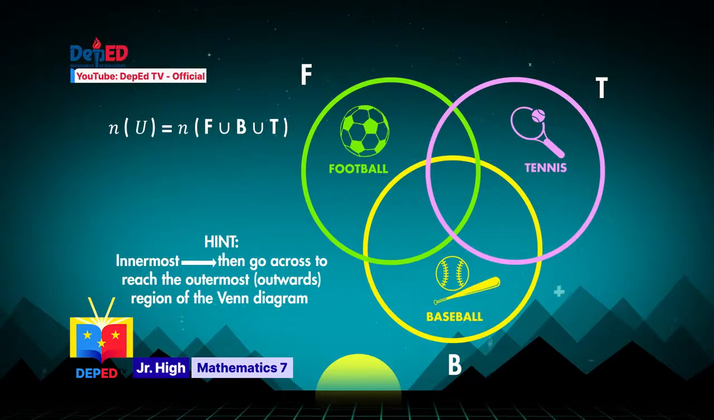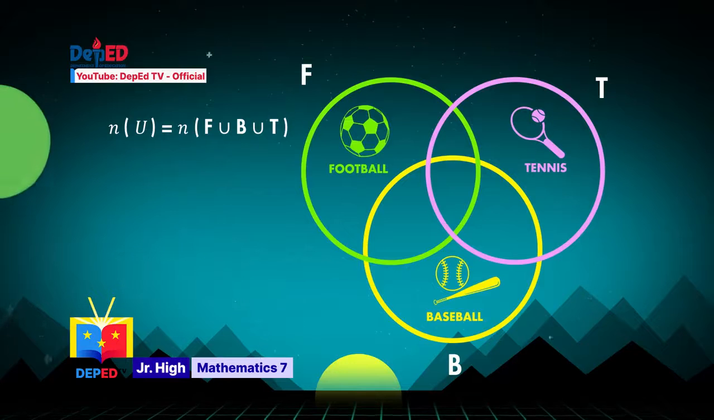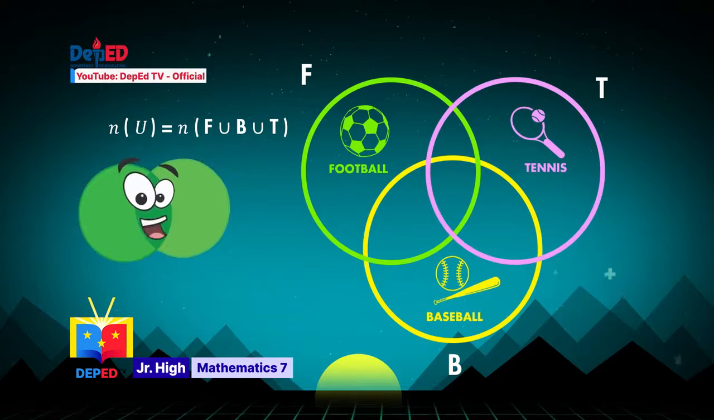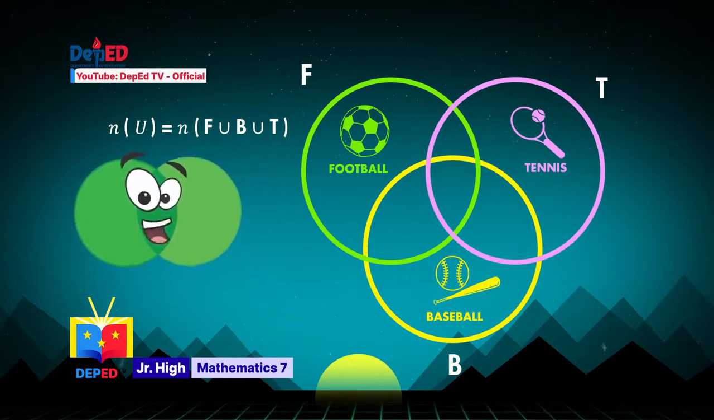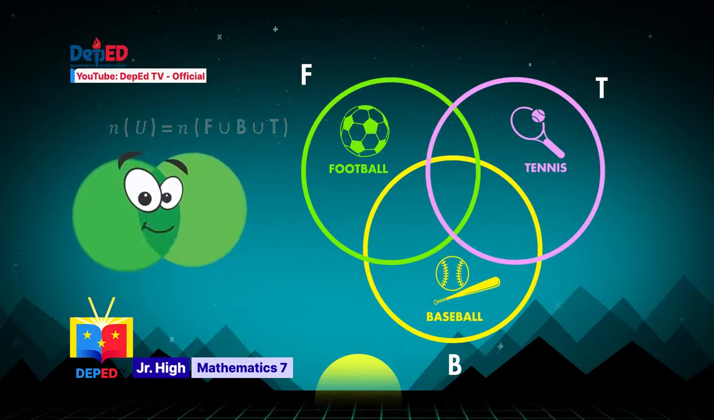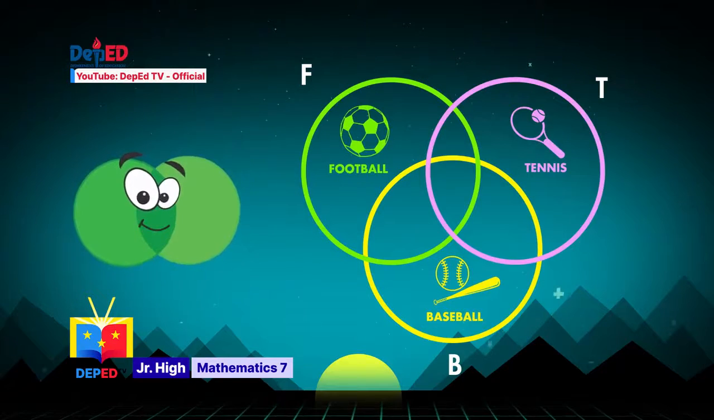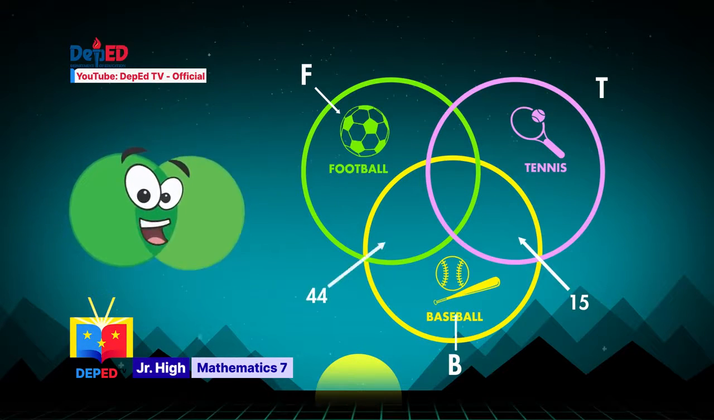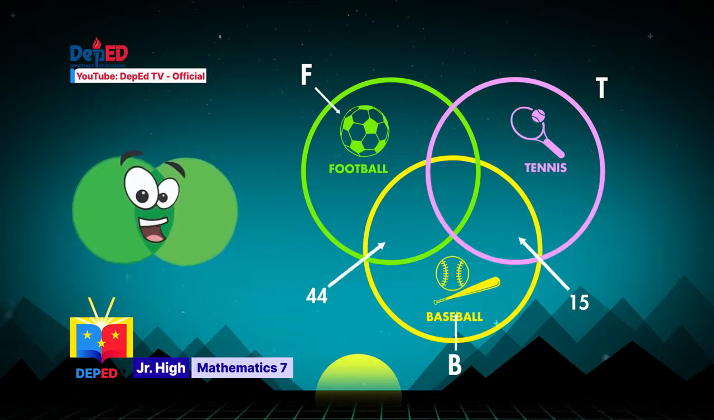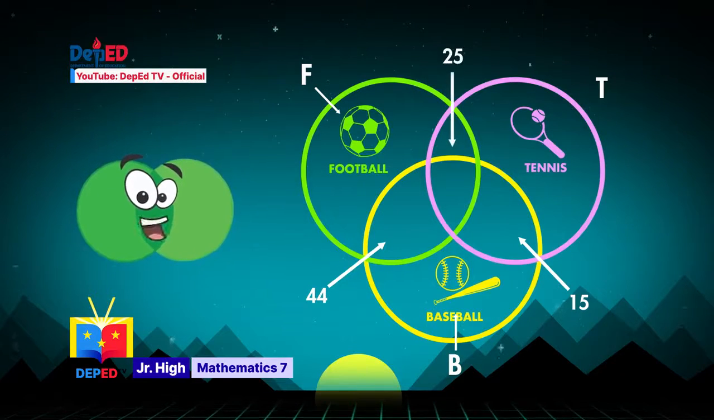So Ben, based on our technique, where do we start? We start from the innermost region and eventually, after filling out the cardinality of sets of the other subsets, we'll be moving outward by getting the cardinality of set F minus B or T, set T minus B or F, and set B minus T or F.